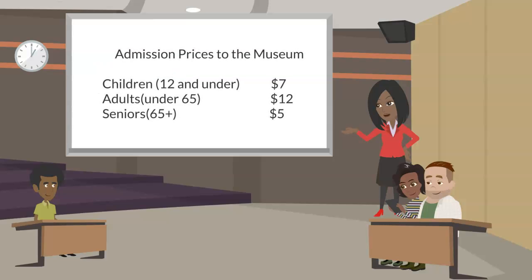In today's example, we will be creating a program that displays the admission price to a museum based on the age entered by the user. For children 12 and under, their admission price is $7. For adults under 65, their admission price is $12, and for seniors 65 and over, their admission price is $5. Are you all ready to write code?